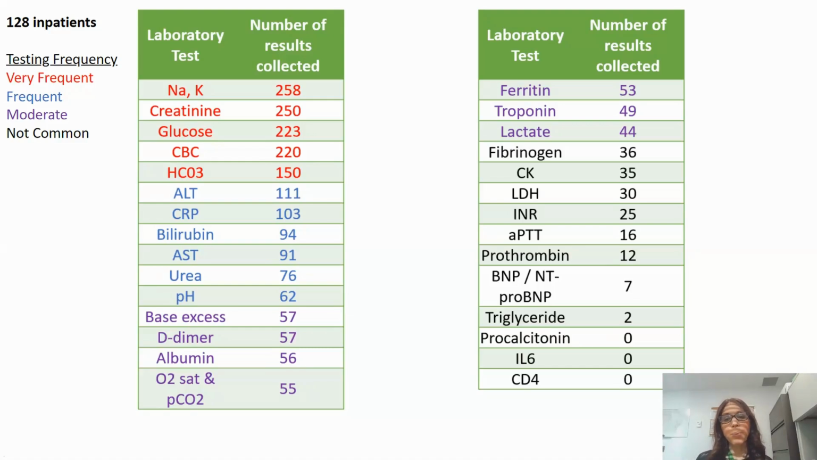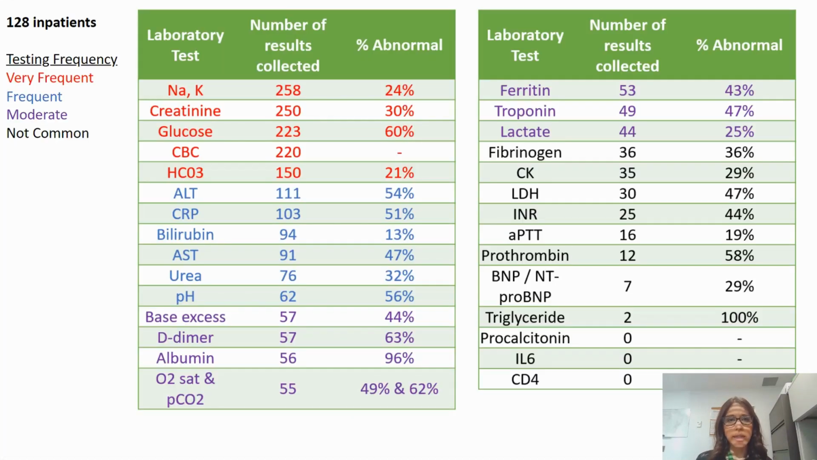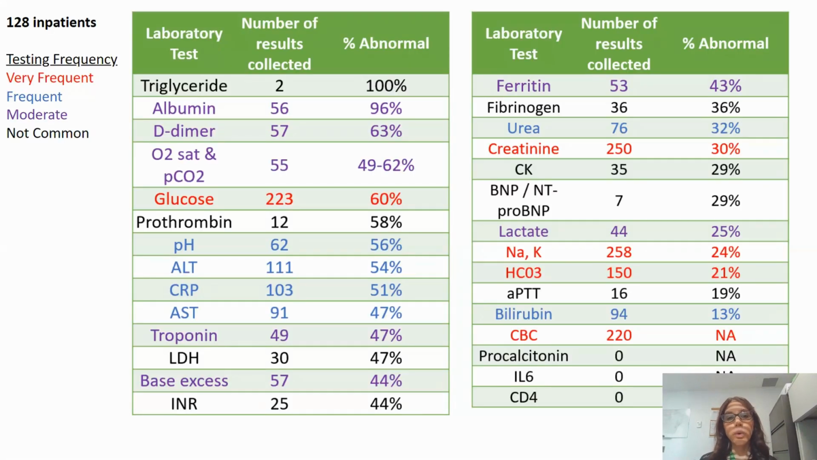Now, what if we look at the rate of abnormalities in these tests? Now we see a different story. So I'm going to change the table around so that you can see it from the most abnormal to the least abnormal. Okay, so we can ignore triglycerides because there were only 2 tests done. And we haven't yet calculated abnormality for CBC because it requires abnormality for a number of tests. We see that the most abnormal tests were those that were moderately ordered and included albumin, followed by D-dimer and blood gases.